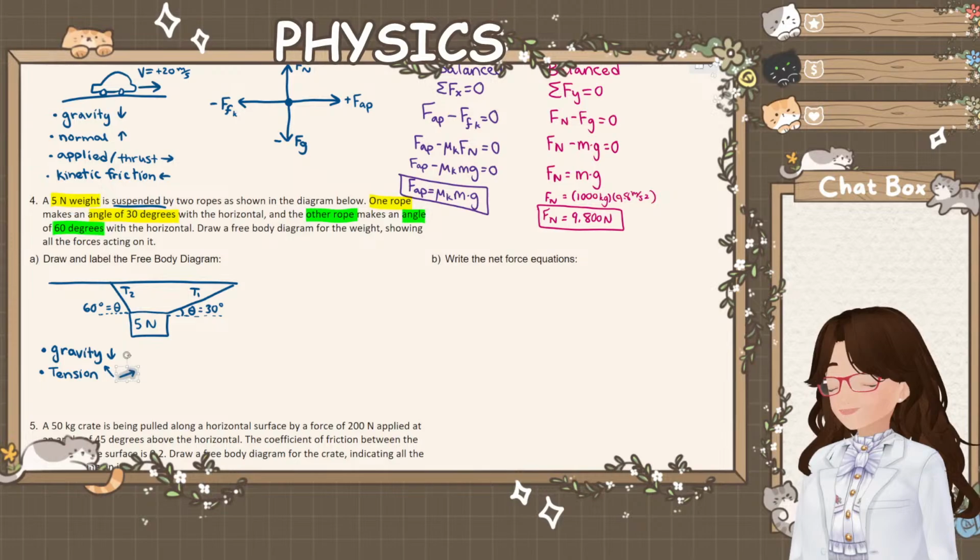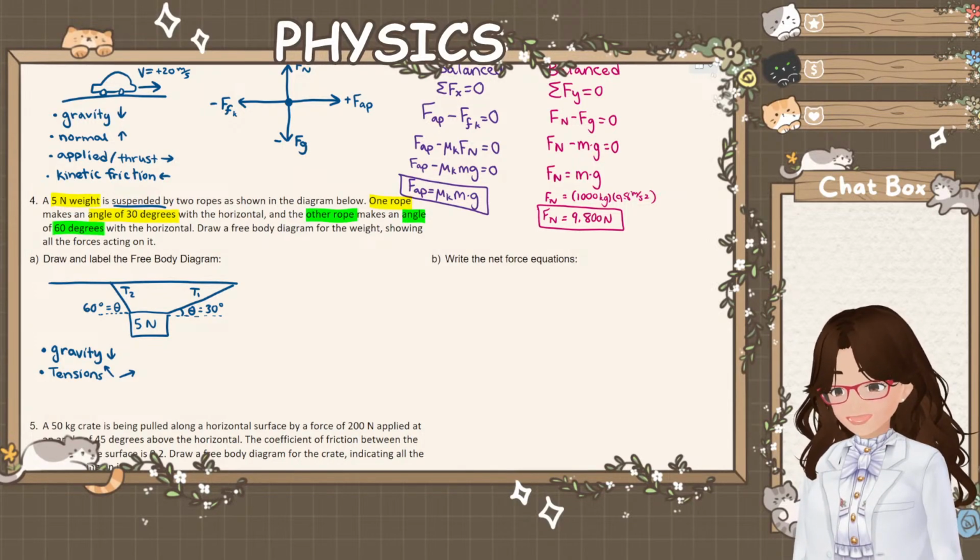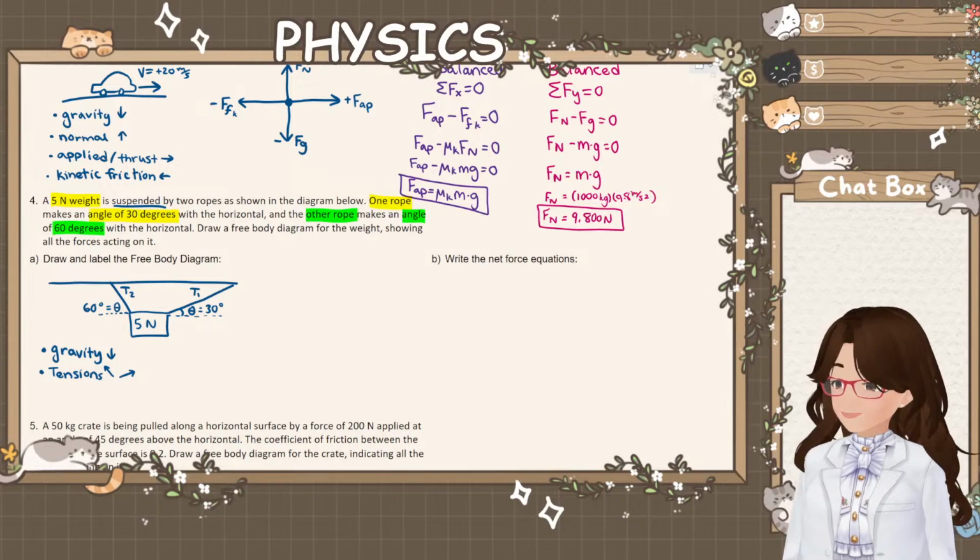Let's make it less slanted, right? So we have two tension forces going on here. I should have put the number 2. That's okay. I'll say tensions. Okay, and then I think that's it, honestly, right?